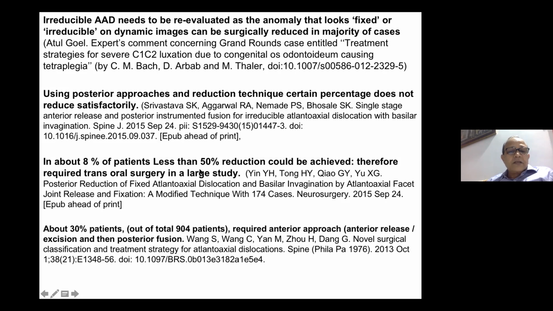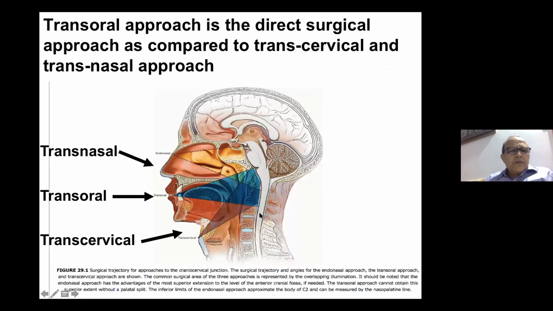In another series of Wang et al. of 904 patients, they found that 30% did not reduce significantly. So they required to go anteriorly in those cases. They went in for anterior release, and then went posteriorly again for fusion. But I think even fusion can be done from the anterior side. So again, a repetition that transnasal is oblique, trans-cervical is also oblique. Each has advantages and disadvantages.